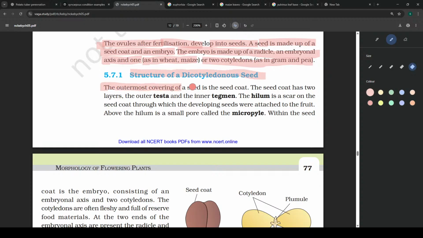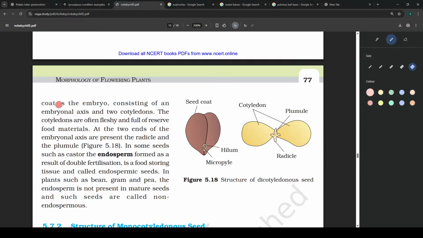The outermost covering of a seed is a seed coat. The seed coat has two layers, the outer testa and inner tegmen. The hilum is a scar on the seed coat through which the developing seed was attached to the fruit. Above the hilum is a small pore called the micropyle. Within the seed coat is the embryo, consisting of an embryonal axis and two cotyledons.